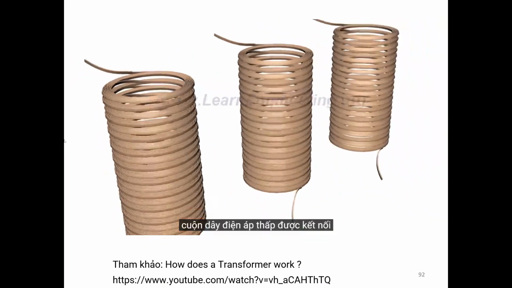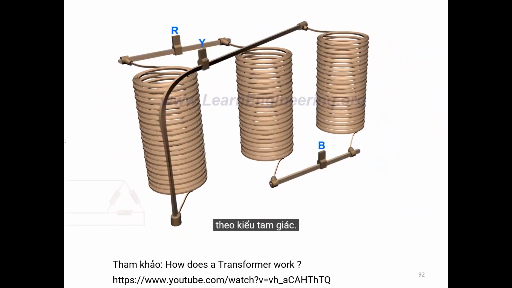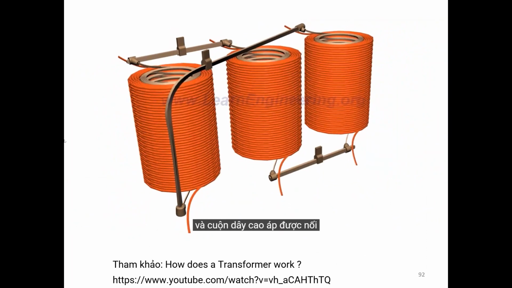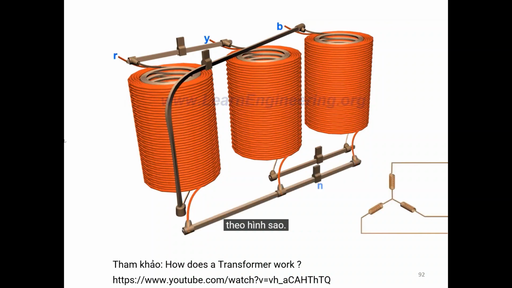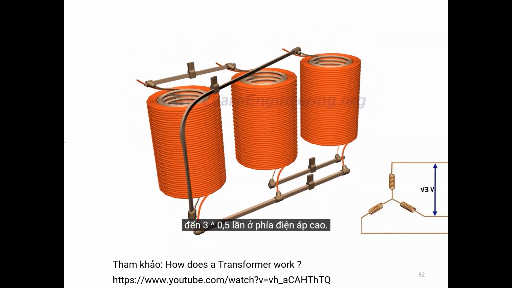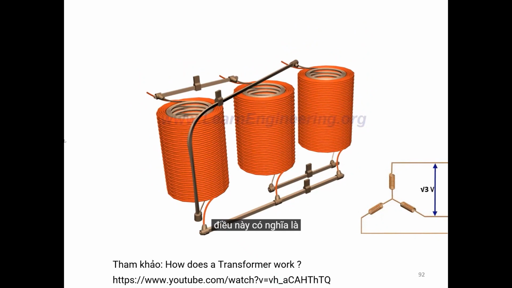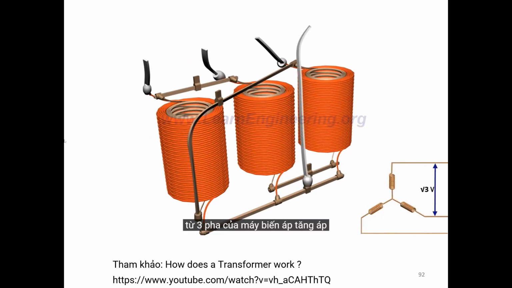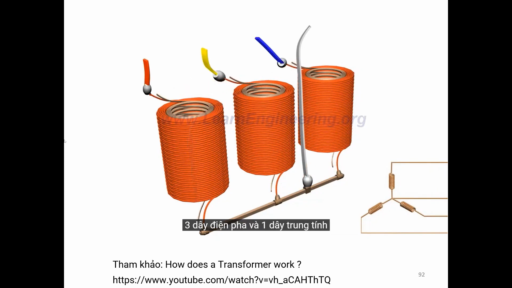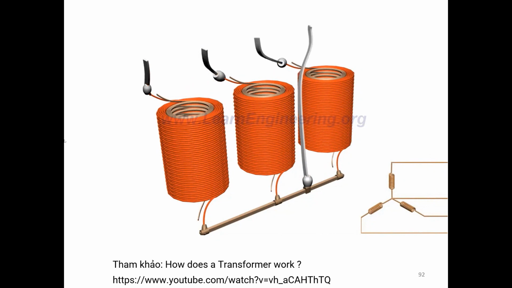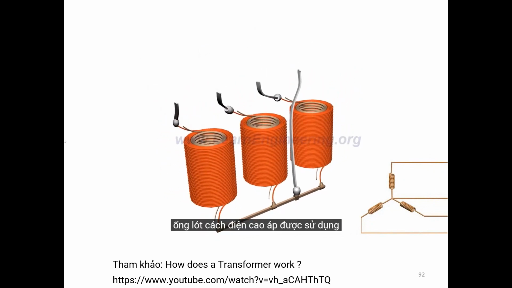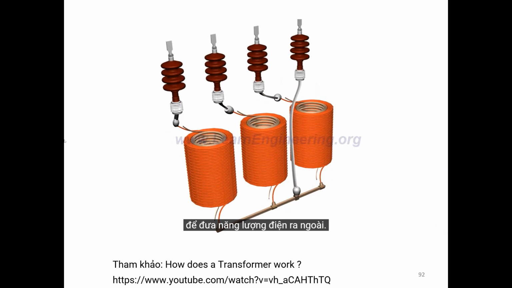The low voltage windings are connected in a delta configuration, and the high voltage windings are connected in a star configuration. Thus, the line voltage further rises to root 3 times at high voltage side. This also means that, from a three-phase step-up transformer, we can draw 4 output wires: 3 phase power wires and 1 neutral. High voltage insulated bushings are required to bring out the electrical energy.